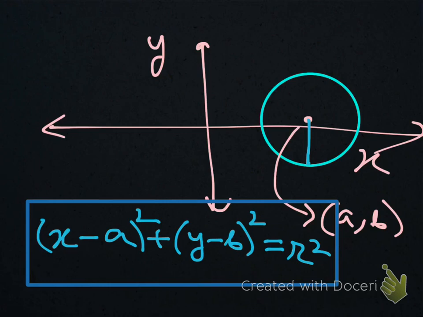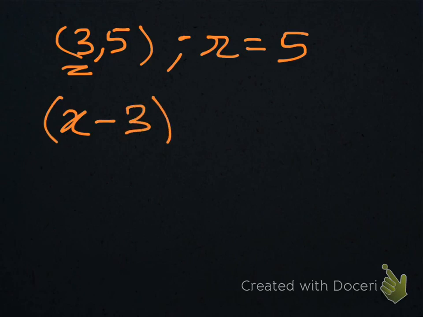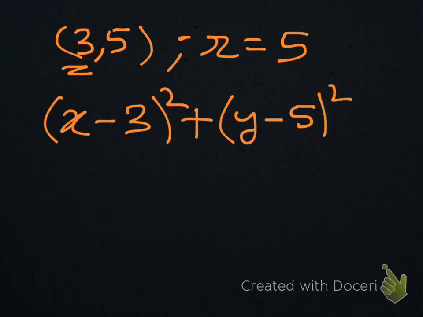Let me give you some examples. Let us do some questions. Say the center of a circle is (3, 5), lying in the first quadrant. What would be the equation of the circle if its radius is 5 units? Then the equation would be (x - 3)² + (y - 5)² = 25, where 3 and 5 are the coordinates of the center and 25 is the square of the radius.